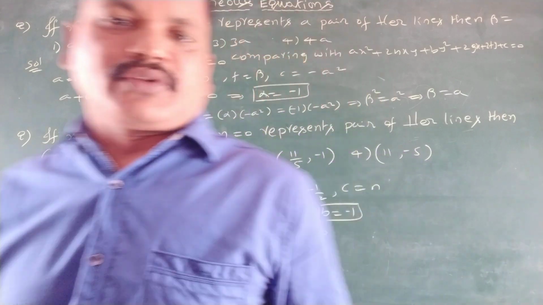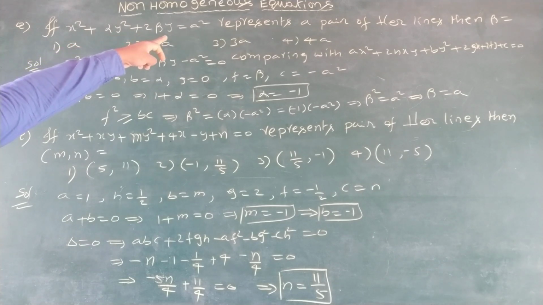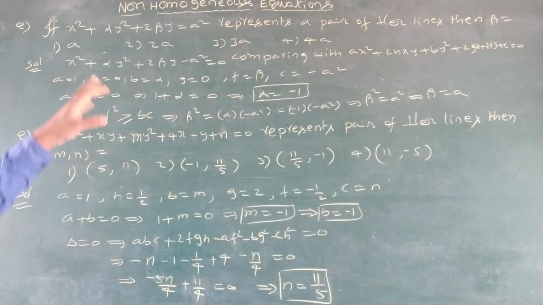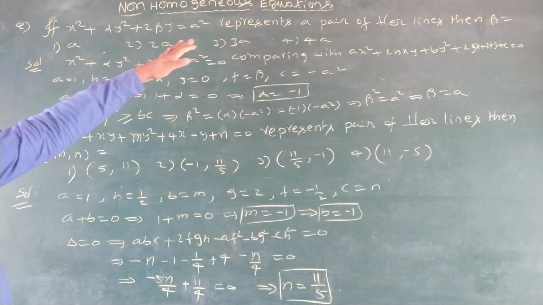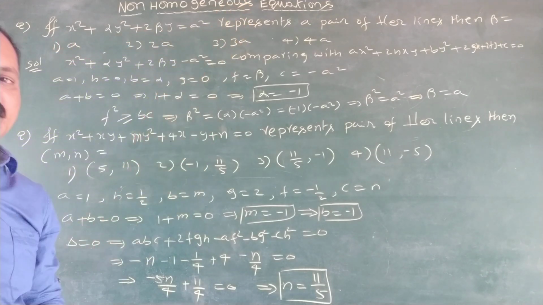We are going to the next question. That means it depends upon the same concept. If x square plus alpha y square plus 2 beta y minus a square is equal to 0 represents a pair of perpendicular lines, then beta is equal to: first option a, second option 2a, third option 3a, and fourth option 4a. So observe, the given equation represents perpendicular lines.